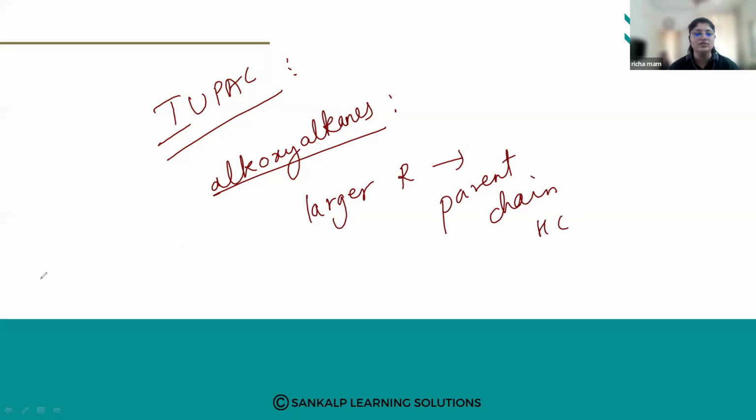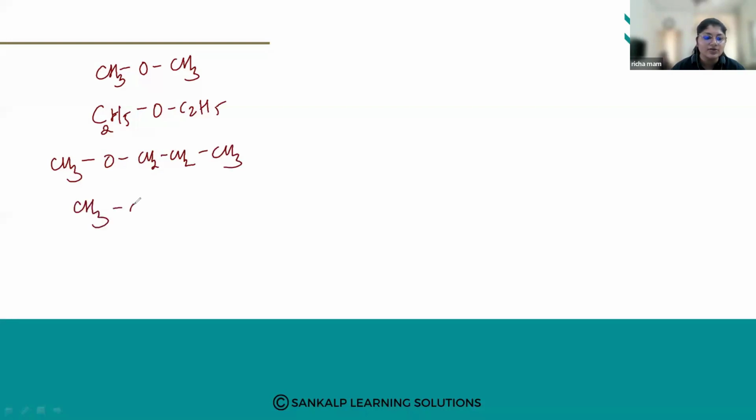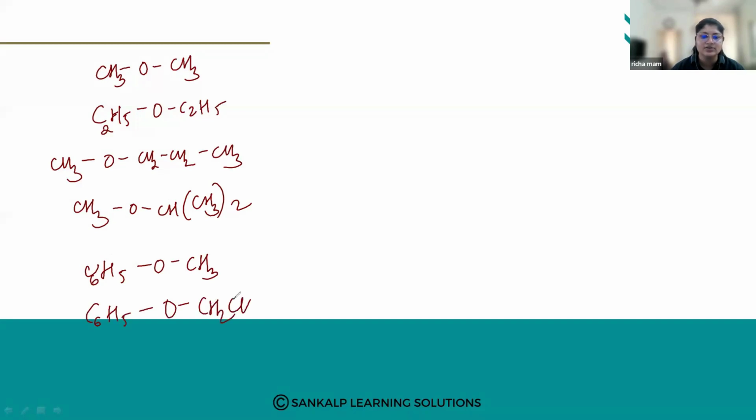Let us go for the naming now. I'll write the compounds, and you have to tell me the IUPAC name as well as the common name. C2H5OC2H5, CH3OCH2CH2CH3, CH3OCH(CH3)2, C6H5OCH3, C6H5OCH2CH3. Name these.